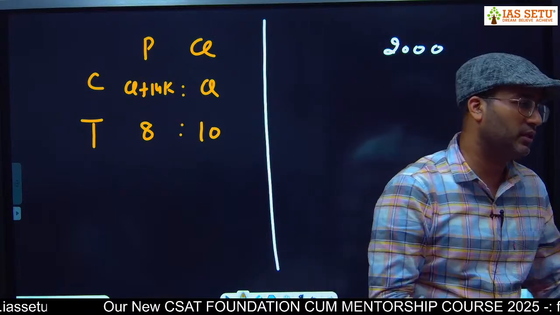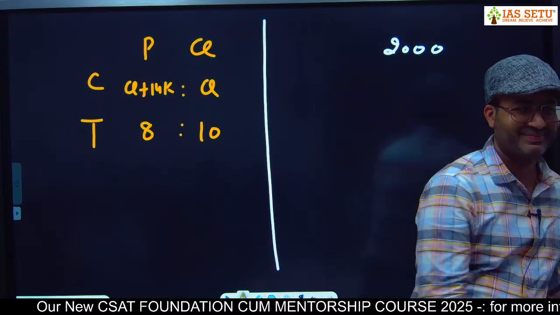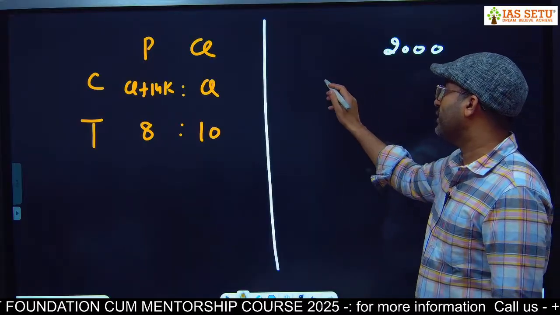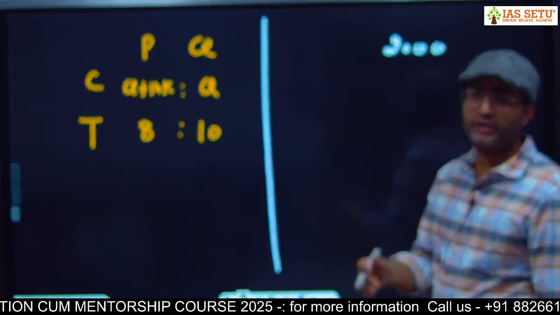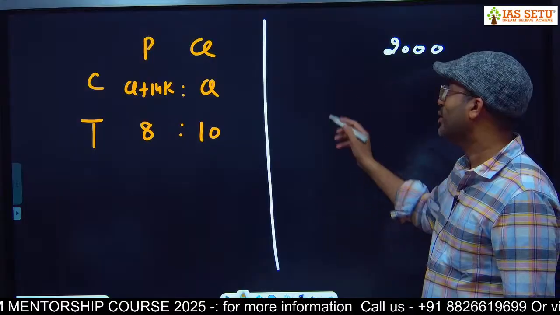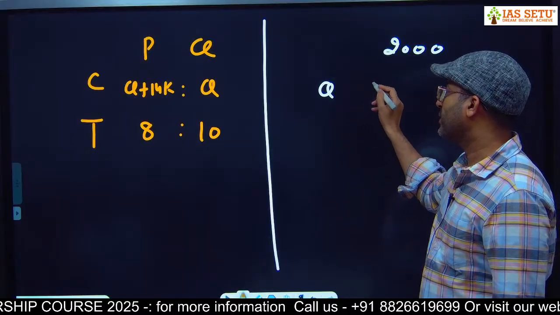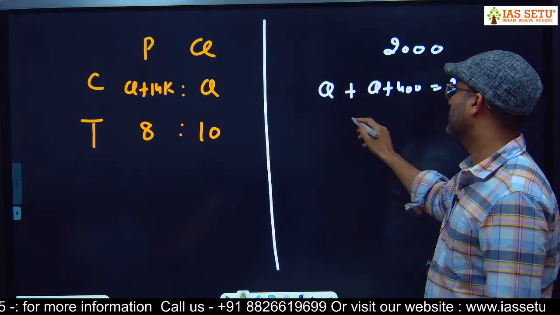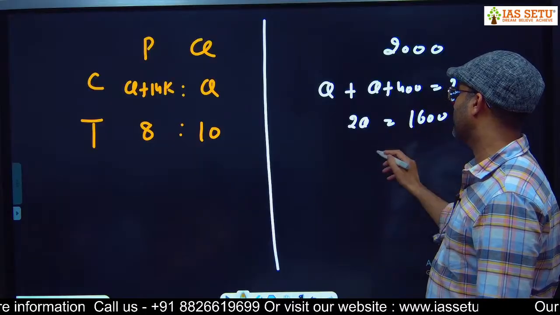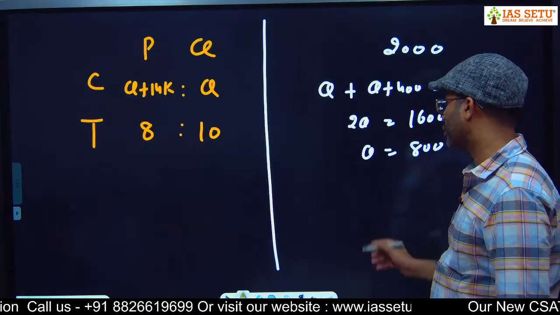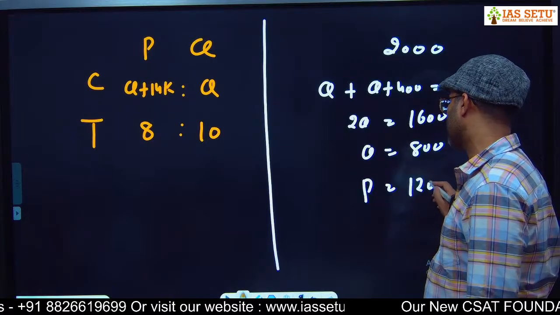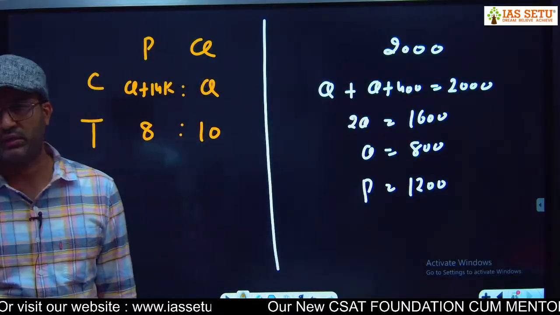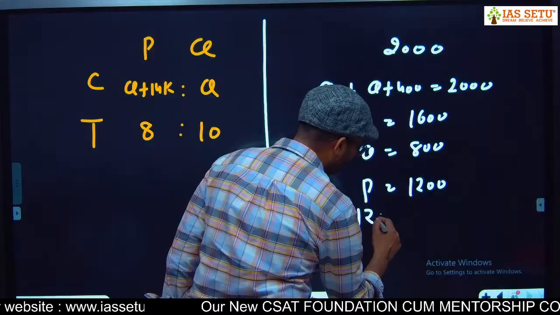How many rupees of profit will P get? Total profit is 2,000. Here P gets 400 rupees more than Q. So P's profit is Q plus 400, total profit 2,000, so 2Q equals 1,600. Q's value is 800 rupees, so Q's profit is 800, P's profit is 1,200. Profit of Q is 800, profit of P is 1,200. What is their profit ratio?